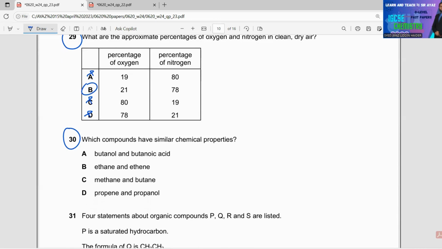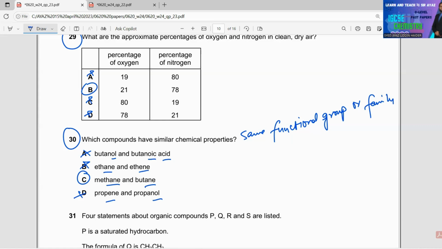30. Which compounds have similar chemical properties? They must have the same functional group, or belong to the same family. So in A, you see the name ending on -ol, which means alcohol. -oic acid means it belongs to carboxylic acid. In B, -ane belongs to alkane. -ene belongs to alkene. A incorrect, B incorrect. What about C? -ane, methane, butane, both belong to the same family. So C must be the right answer. D, -ene, -ol. Alkene and alcohol. It's incorrect. So C must be the right answer in this case.